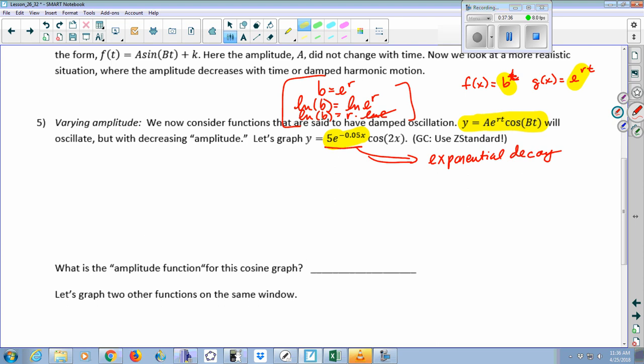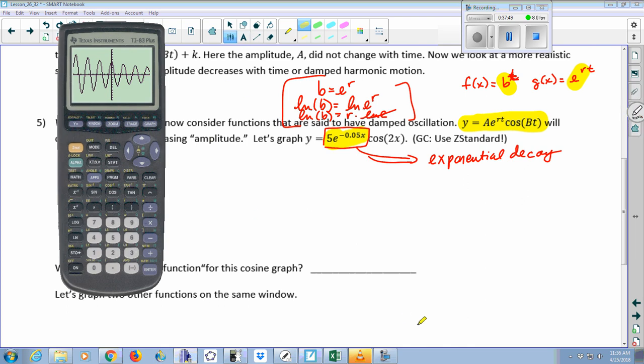This right here is out in front of our cosine function. That's where we usually put the big capital letter A, right? That's where we usually put our amplitude. So let's get a picture of this right now.